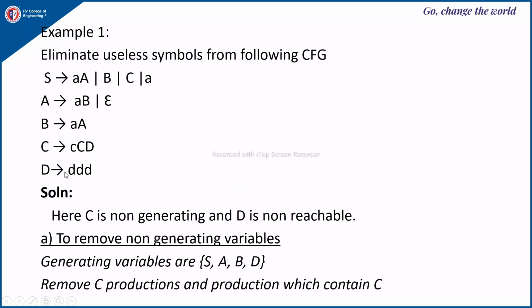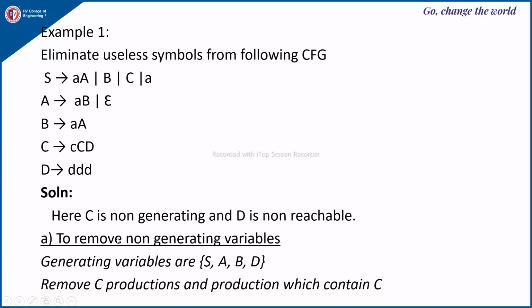Next, D is non-reachable. Why? Because if you start from S, S will be added, A will be added, B will be added, C will be added. On the RHS of A, B, C, you can observe there are only A, B, AA, C, and C D. Since C is non-generating, you can remove this C production, and D is not able to be reached. So C is a non-generating and D is a non-reachable symbol.